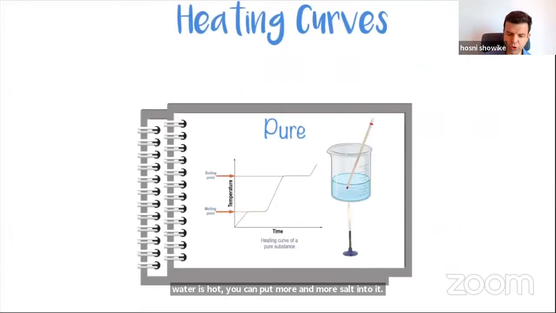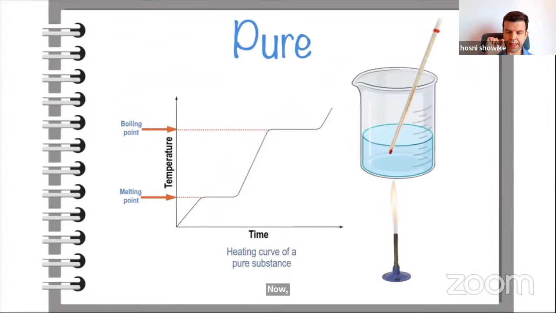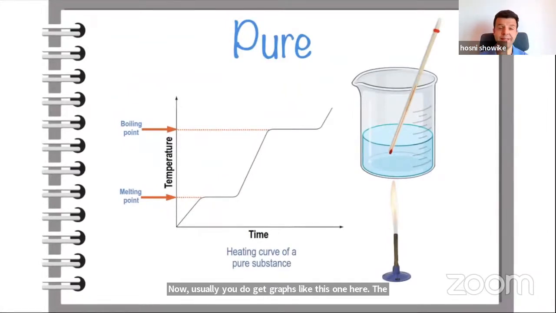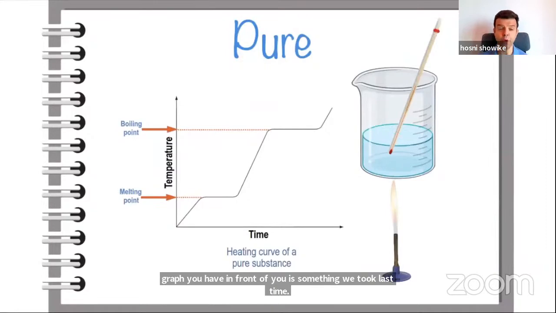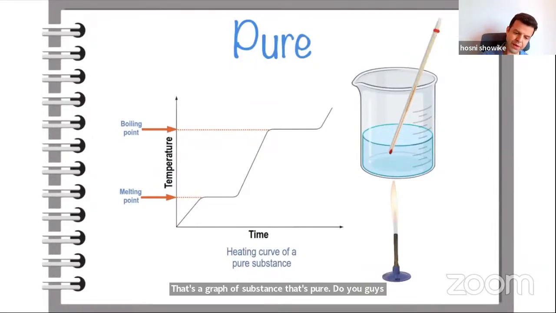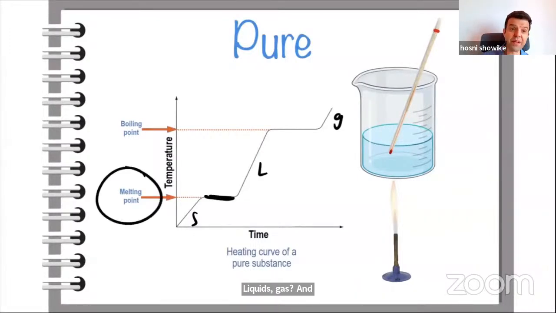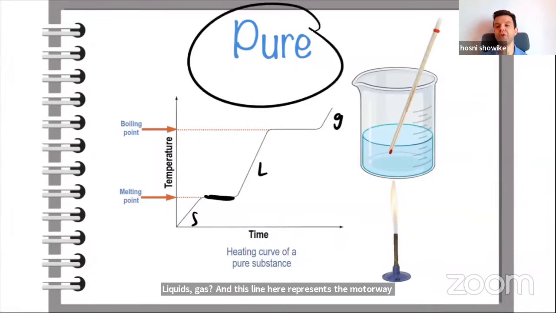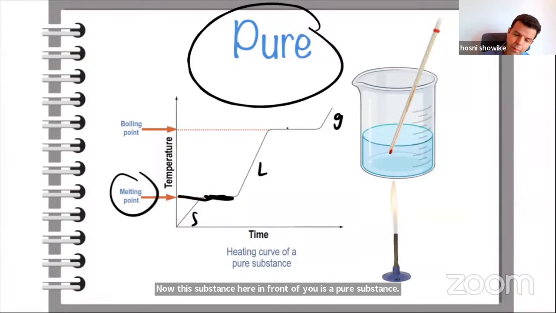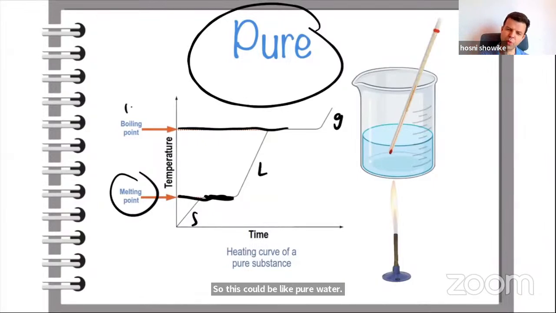Now, usually you do get graphs like this one here. The graph in front of you is something we took last time. That's a graph of a substance that's pure. Do you guys still remember, we said we have solids, liquid, gas. And this line here represents the melting point. Now, this substance in front of you is a pure substance. What's the reason? Look, the melting point and the boiling point are sharp. So this could be pure water. Pure water, the boiling point will be 100 degrees Celsius, and the melting point would be 0 degrees Celsius.